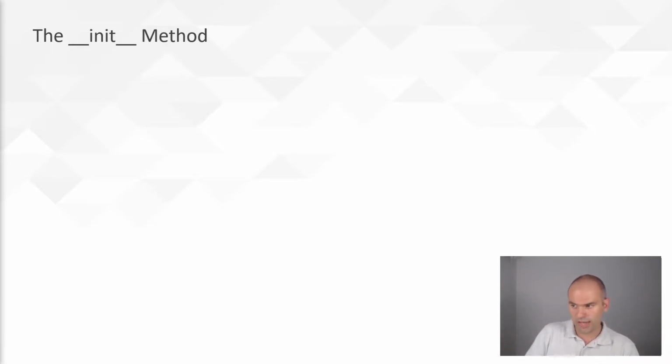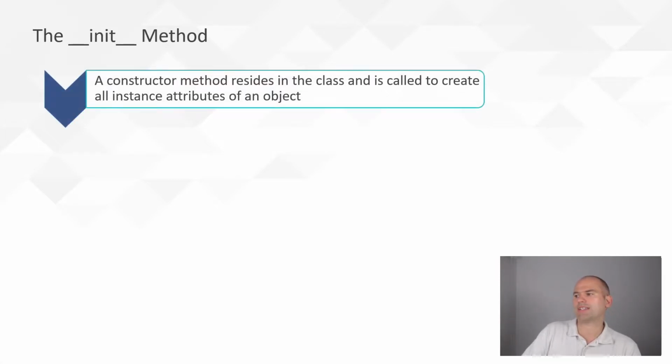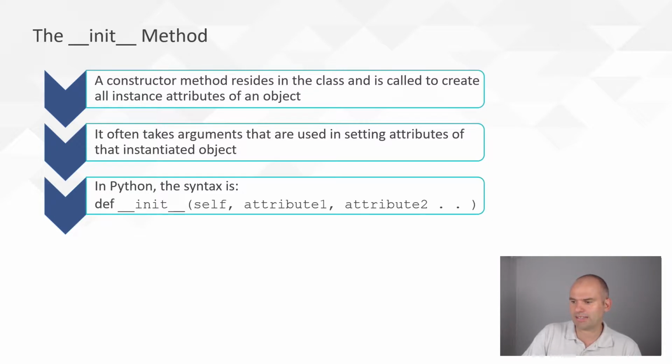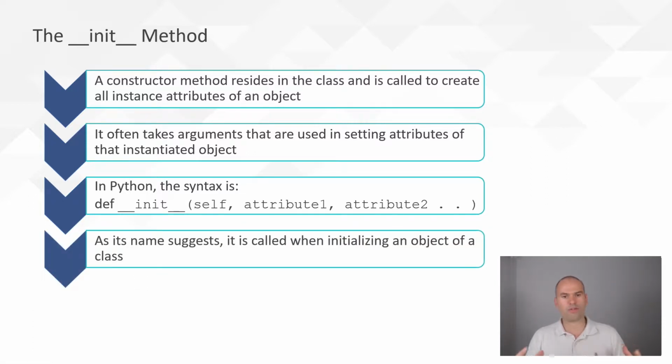We are actually creating, systematically, all instance attributes of an object inside one function, which is inside every class, or inside the vast majority of classes. So it often takes multiple arguments, which are then used to set the attributes of that object. In Python, the syntax is def, like a function definition. Then you have the dunders, init, self refers to the class, and then you have attributes, as many as you need. And finally, as the name suggests, it's called whenever you create an object, or instantiate an object.